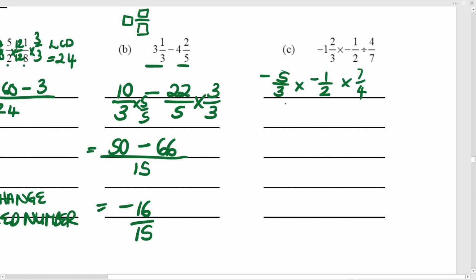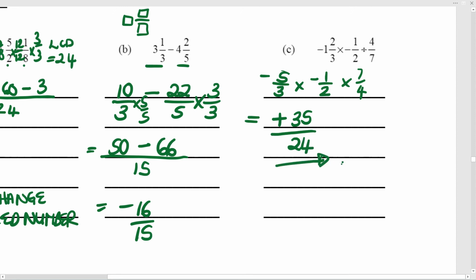Okay, so let me just think. Negative times a negative is a positive, times another positive is a positive. Okay, there's also an even number of negative signs in this question, so my answer is going to be positive. You know what, I'm just going to put a plus down just to notify myself that I've actually done that bit. Okay, 5 times 1 times 7 is 35 times table. Okay, and on the bottom, 3 times 2 is 6, times 4 is 24. And that is my answer.